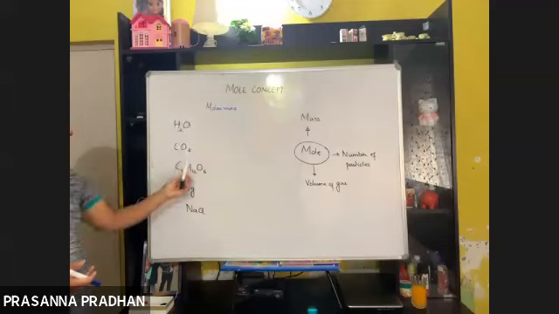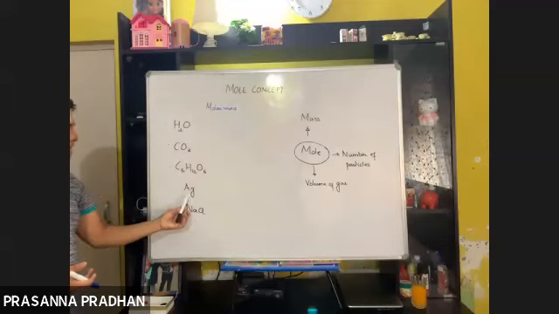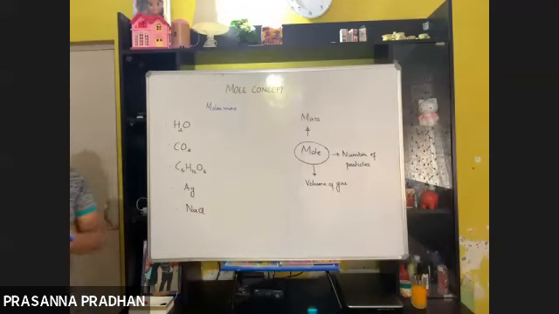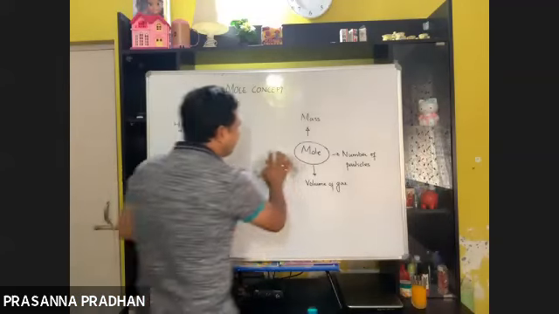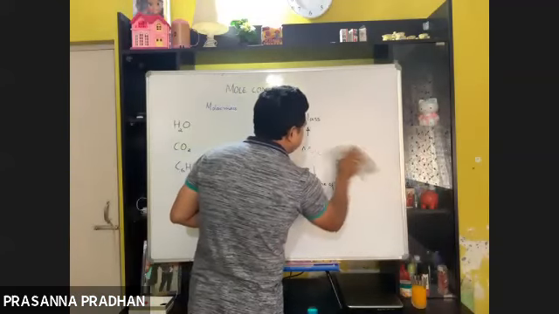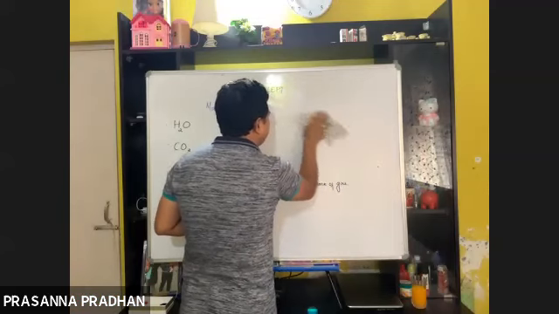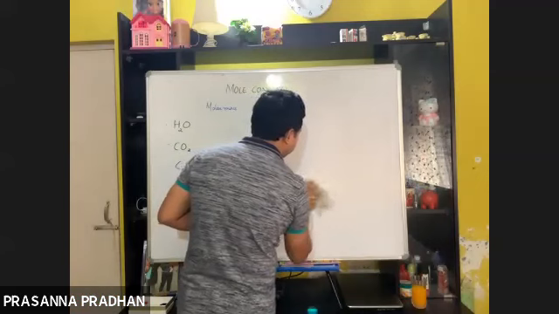If it is a molecule, we write down molar mass. If it is an element, we write down atomic mass. And if there are some ionic compounds such as NaCl, we write down the formula mass. Okay. Some of you must already have an idea about the atomic mass.